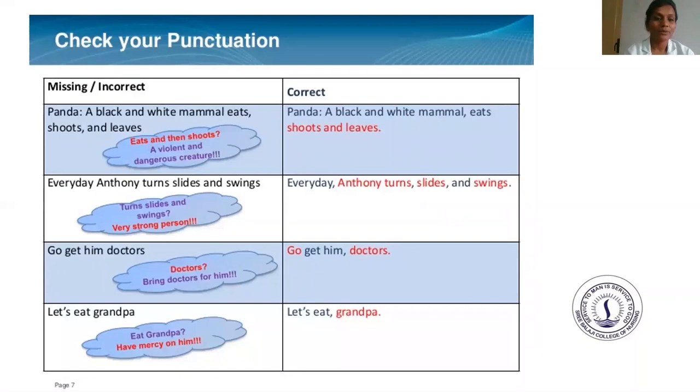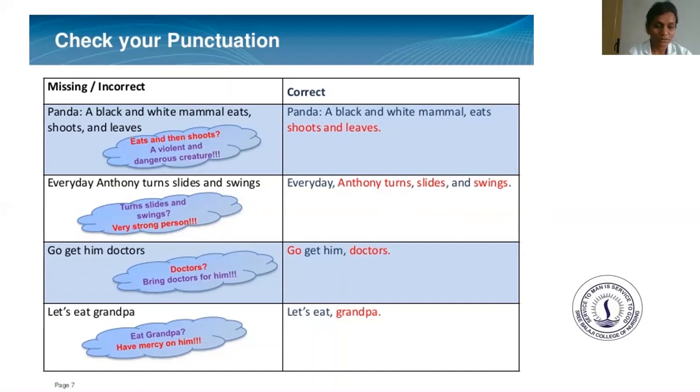Panda, a black and white mammal, eats shoots and leaves. A black and white mammal, comma, eats shoots and leaves. Every day, Anthony turns, slides and swings.